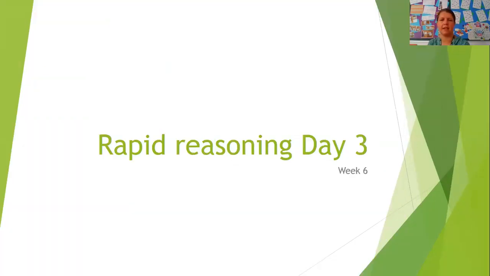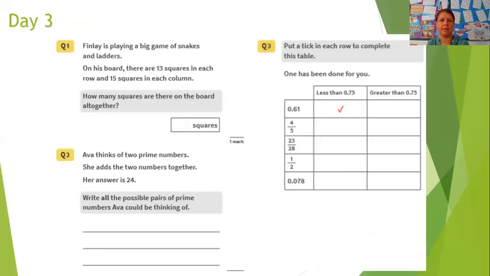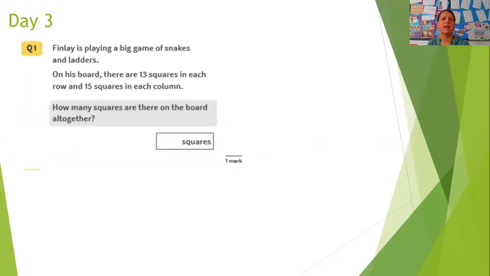So it's day 3 of week 6, and here are the questions that we had to look at for week 6. So the first question, Finley is playing a big game of snakes and ladders. On his board there are 13 squares in each row and 15 squares in each column. How many squares are there on the board altogether?